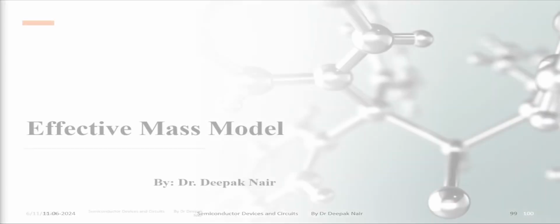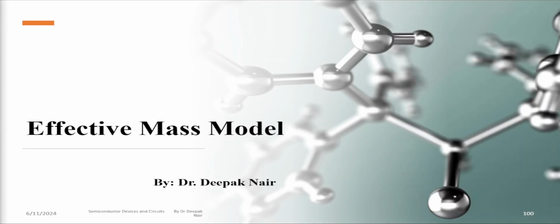Today we are going to talk about a very interesting property of semiconductor devices, and apart from that, the behavior of electrons and how the mass of electrons and holes differ in semiconductor devices. Today's topic is the effective mass model.